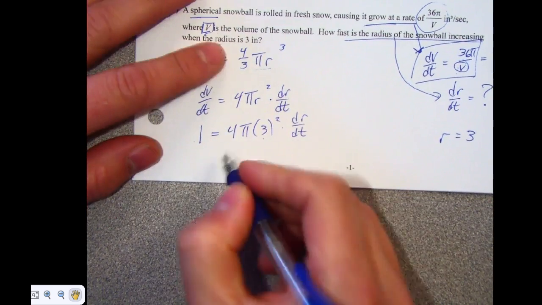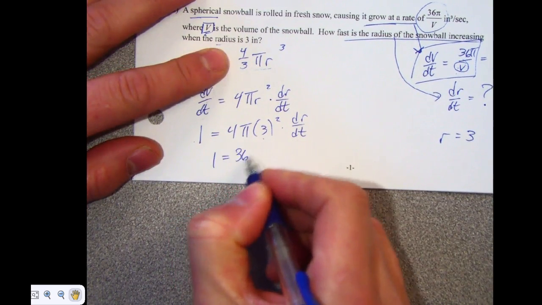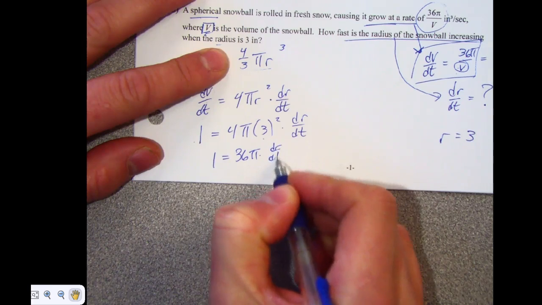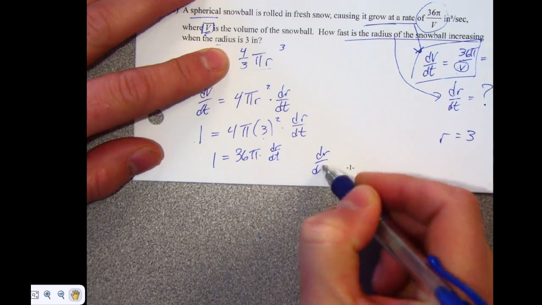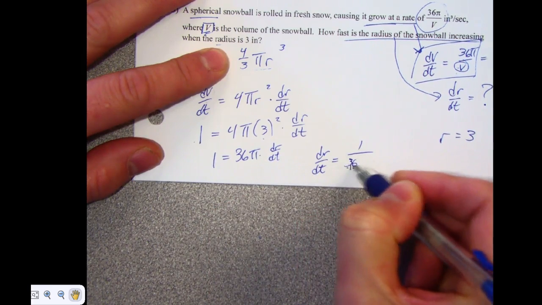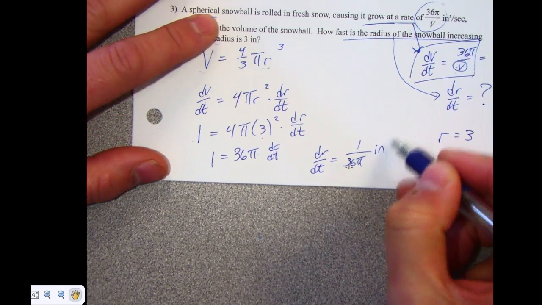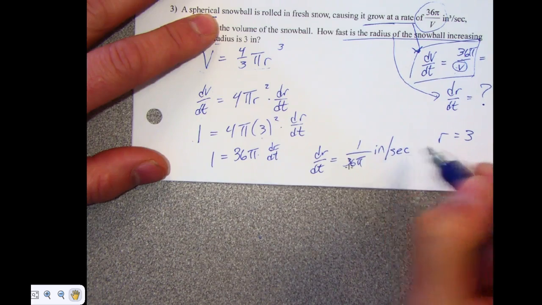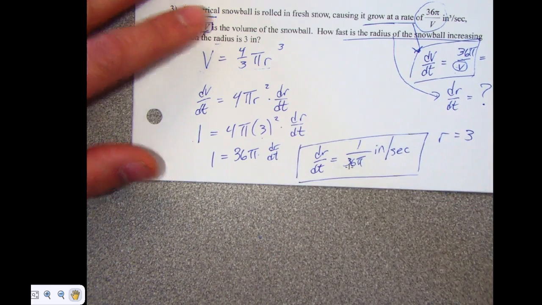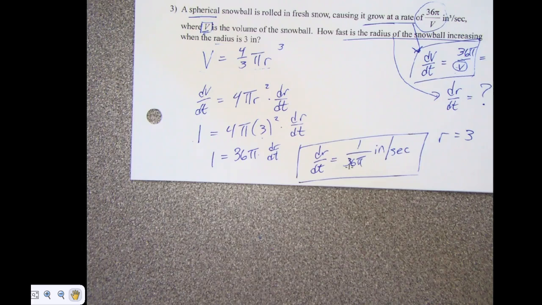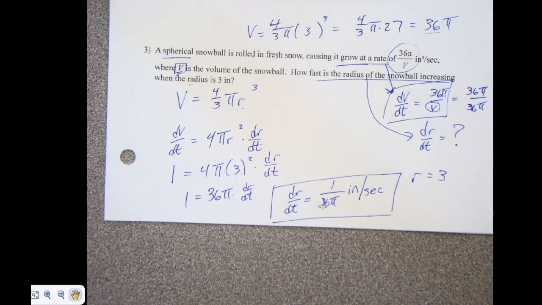So then I get down here, 1 equals 36 pi times dr over dt, so what's dr over dt? 1 over 36 pi, and this would be in inches per second. Any other questions on that one?